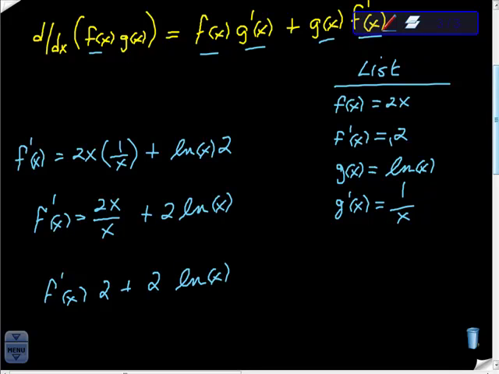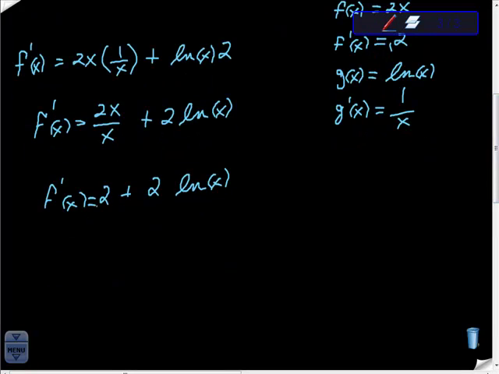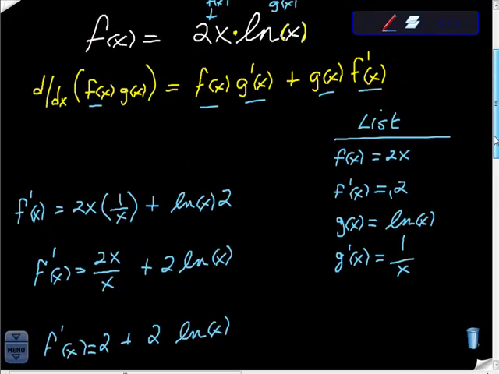I don't know what your teachers or professors are like. We could always factor out a 2 and get f prime of x equal to 2 times (1 plus ln x). I don't know what sticklers they are for convention, but that's where we are.